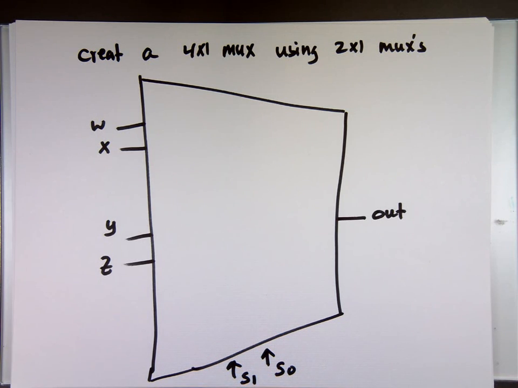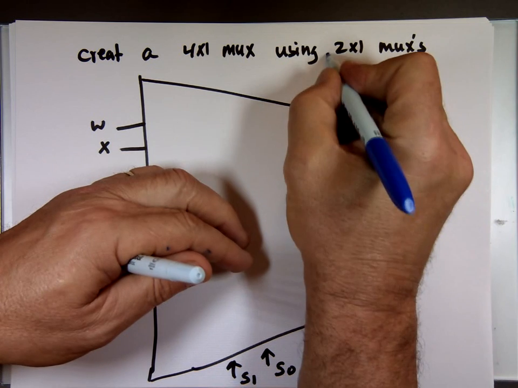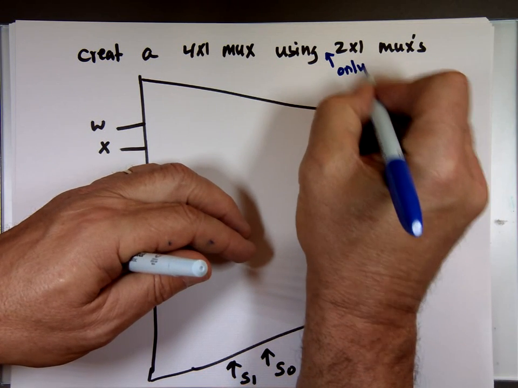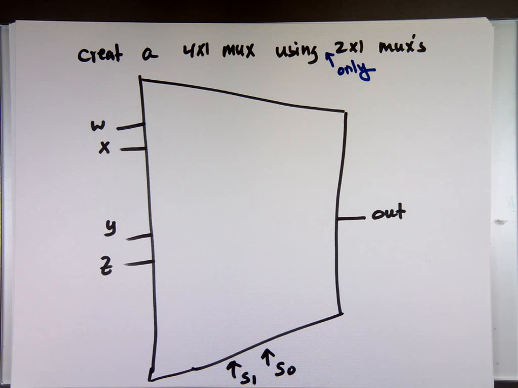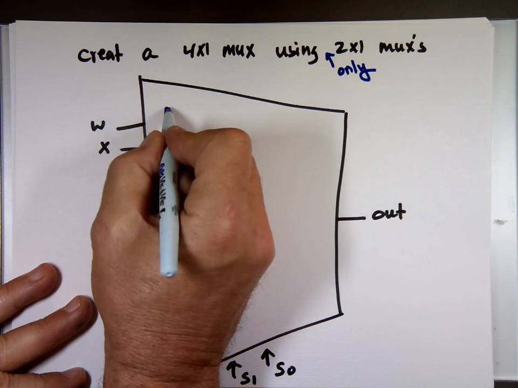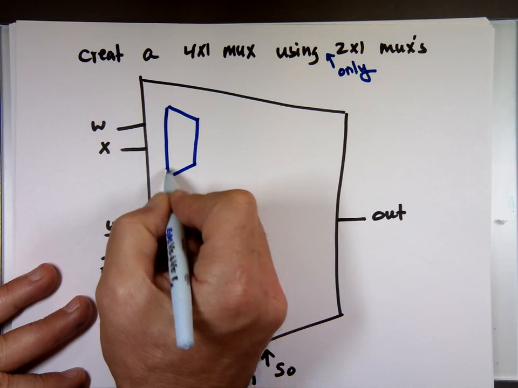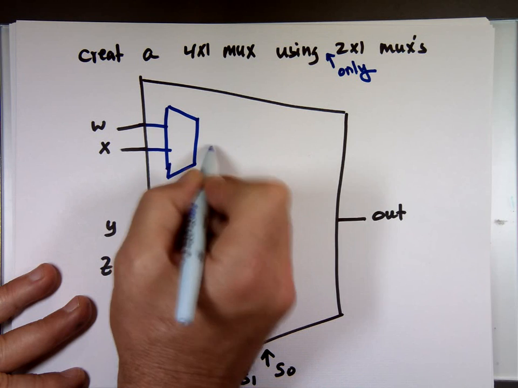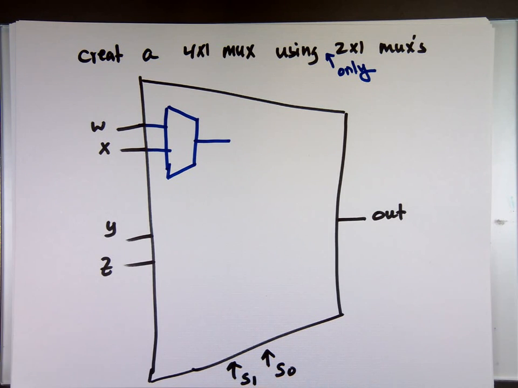Could I actually design this, build this, using only, I should write the word only, only 2x1 muxes, no gates, nothing even. Well, a 2x1 mux looks like this. These are the input to it. There's one output. Another 2x1 mux.